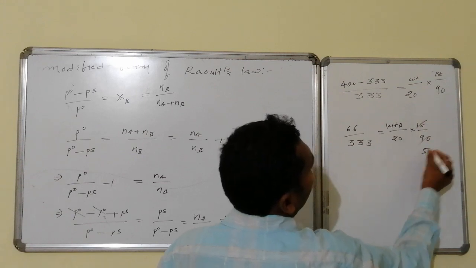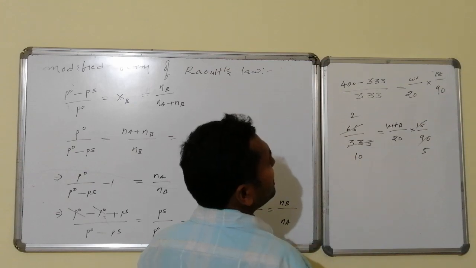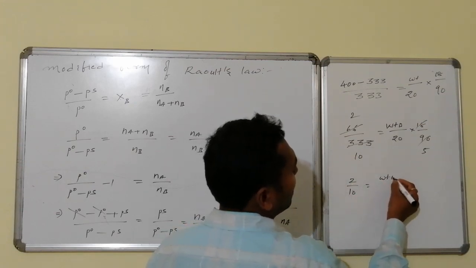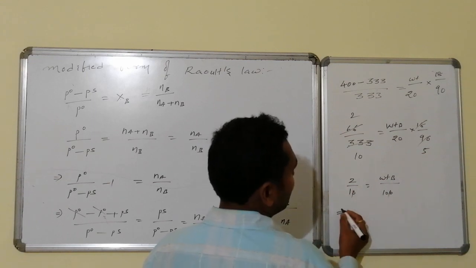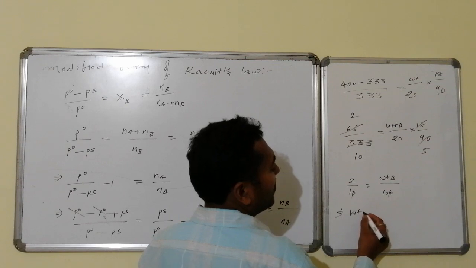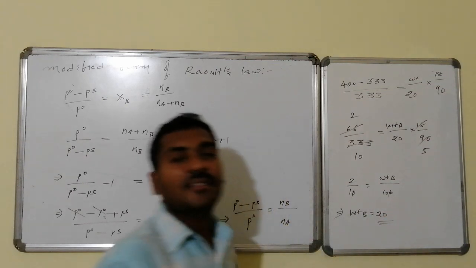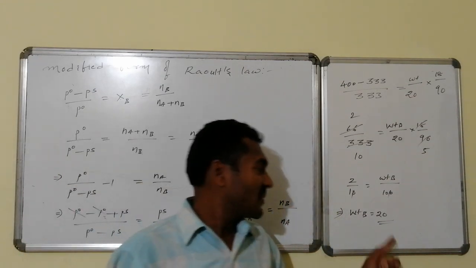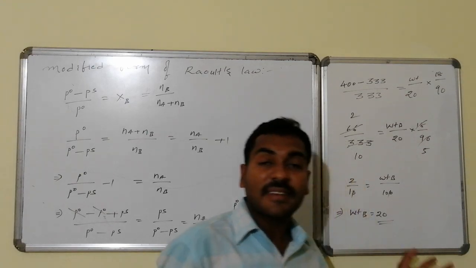18 ones are 18, 5s are 90. This becomes 2 and this becomes 10, that is 2/10 = weight B/100. So weight B becomes equal to 20. 20 is the gram molecular weight. Yes, we had already been given this information in the problem with the weight of 20. The 20 is reconfirmed here.